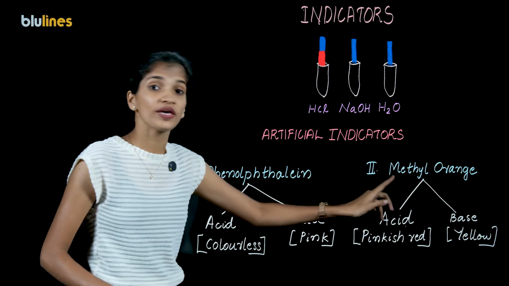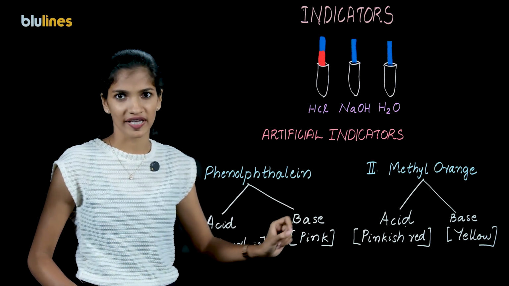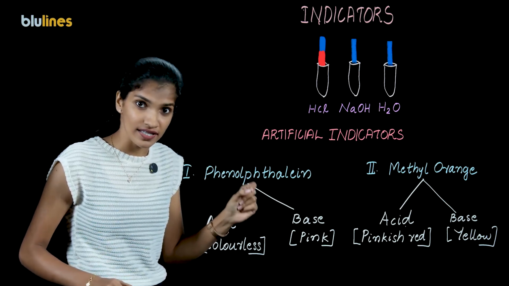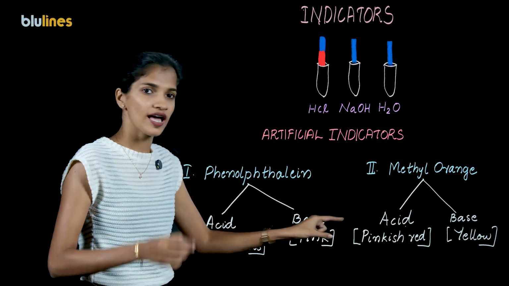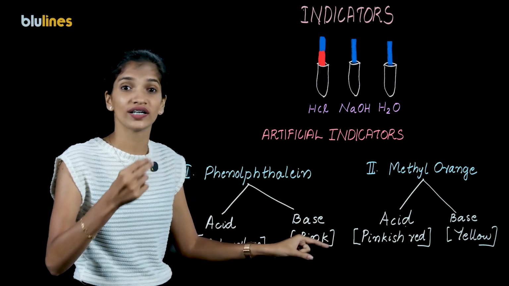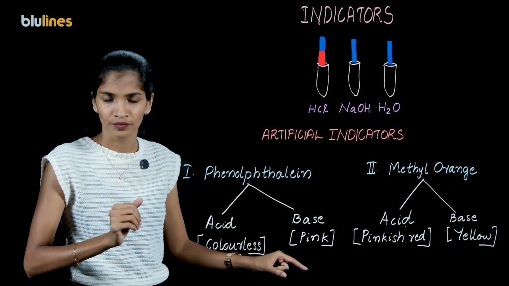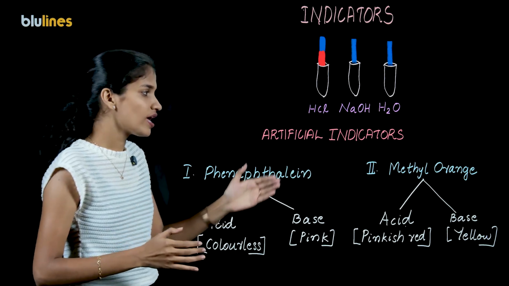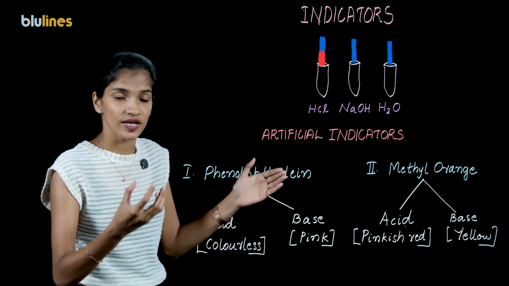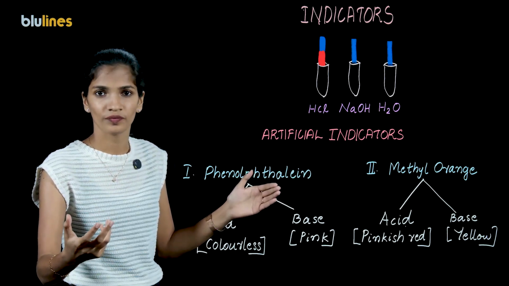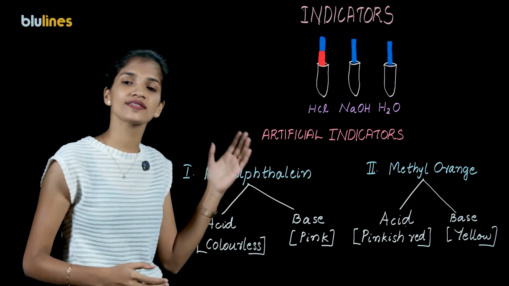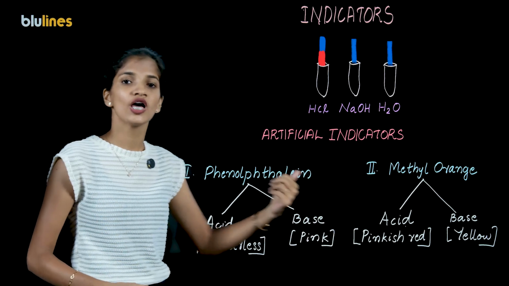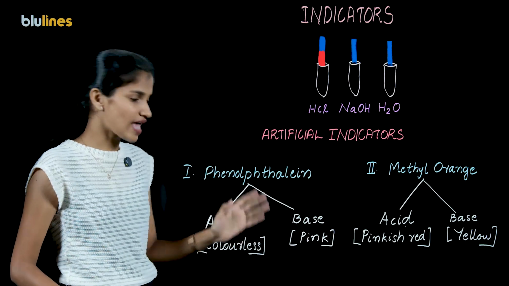Second one is methyl orange. It is also an indicator. And when methyl orange is added to an acidic substance, as you can see, the color of the acid will turn to a pinkish red color. And when the same methyl orange is added to a basic substance, the color will turn to yellow. In this way, by utilizing the synthetic or artificial indicators like phenolphthalein and methyl orange, we can distinguish acids and bases.